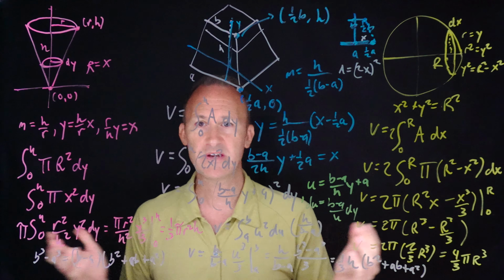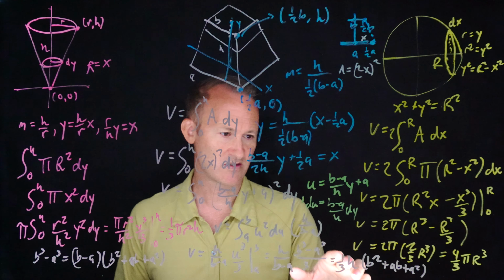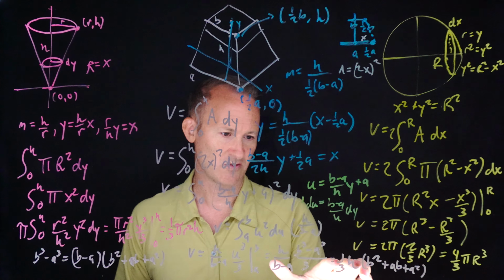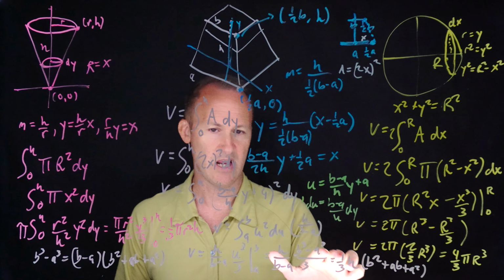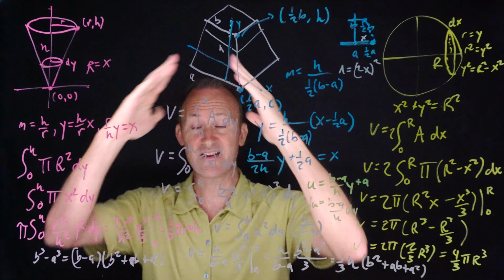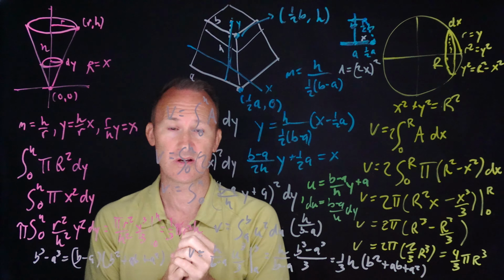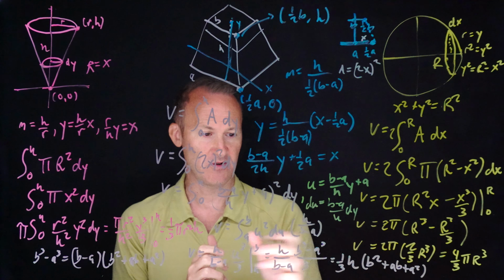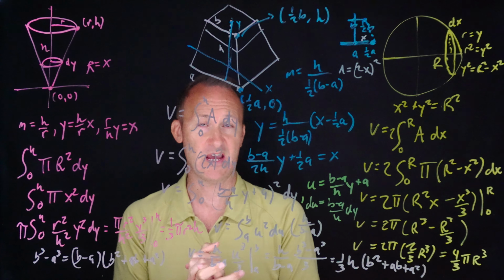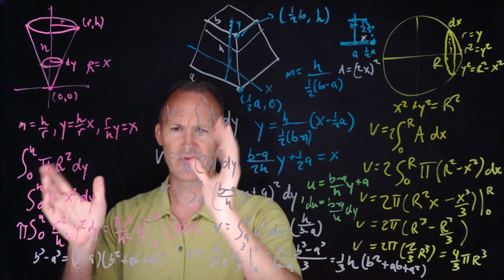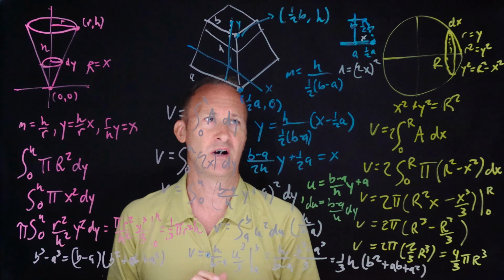And what if b is 0? If b is 0, these two terms cancel and you get a squared h times 1/3. Well, what's that? That is the volume of a traditional pyramid. And so this does appear to be correct. We're checking it with some base cases. Okay, a little bit of a complicated problem.